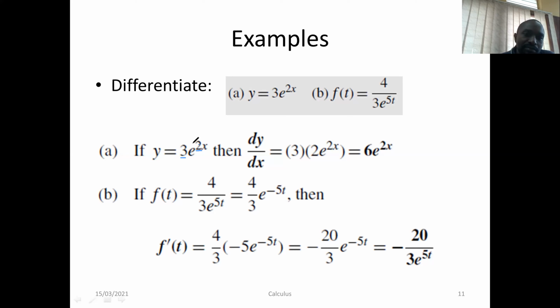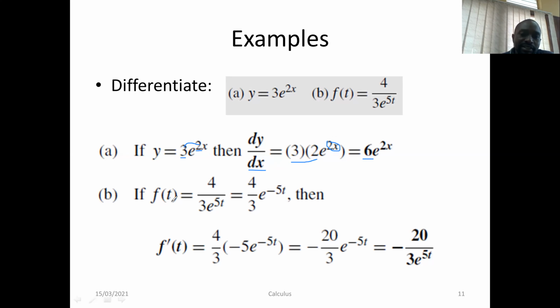Therefore, the first thing is to multiply the constant and the coefficient as we calculate the derivative of y with respect to x. And when you multiply 2 by 3, then the rest of the function remains as it is here. Okay, so this gives us 6e to the power 2x.